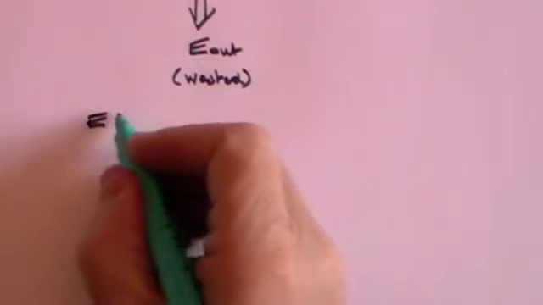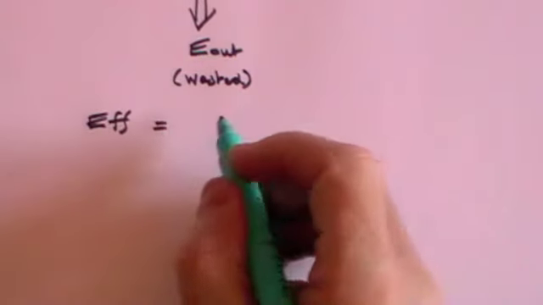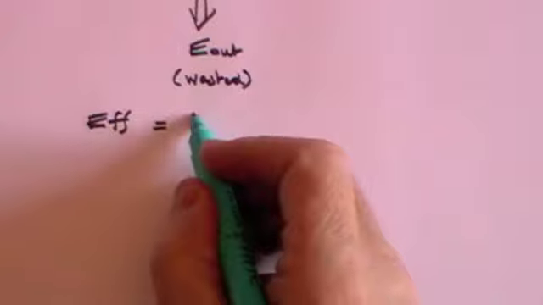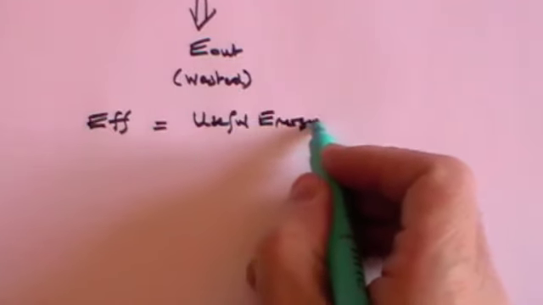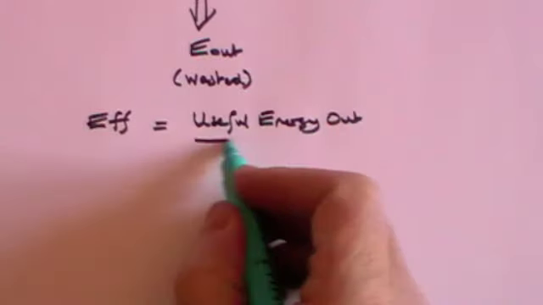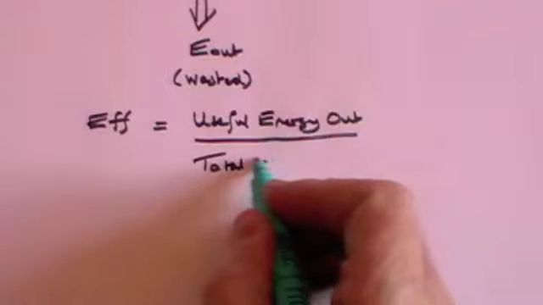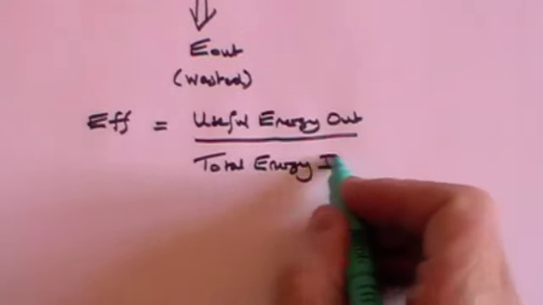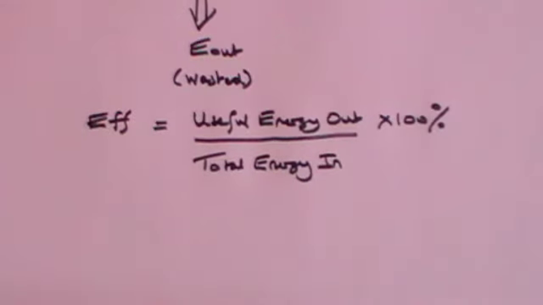Now we define the efficiency of any unit which is going to convert energy from one thing to another as: the efficiency is equal to the useful energy out divided by the total energy in, times 100, and that gives you the efficiency in percentage.